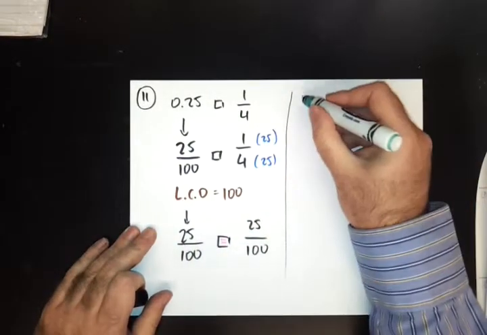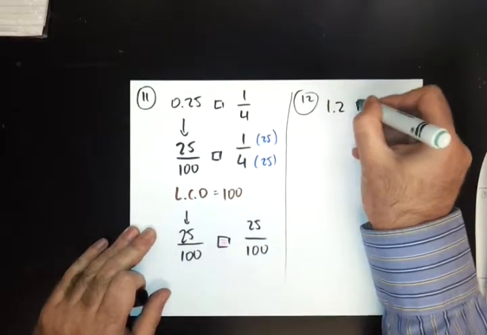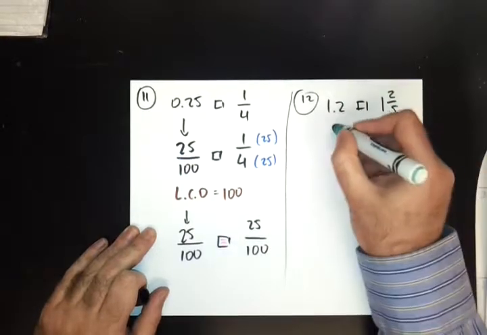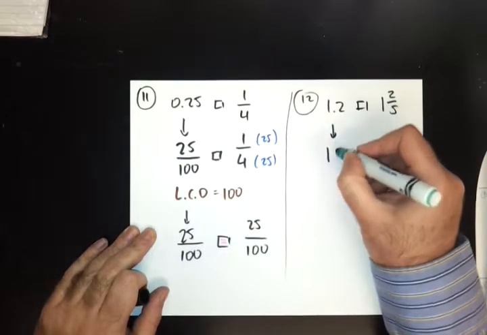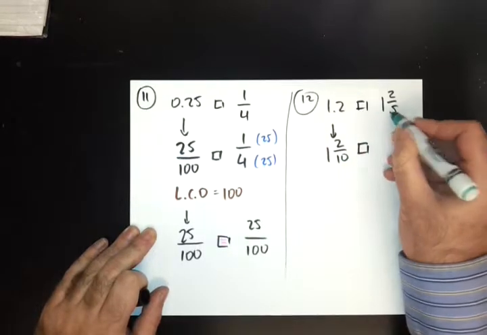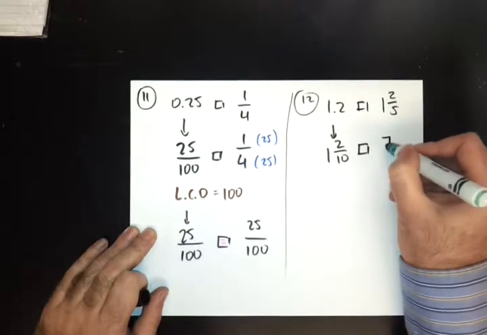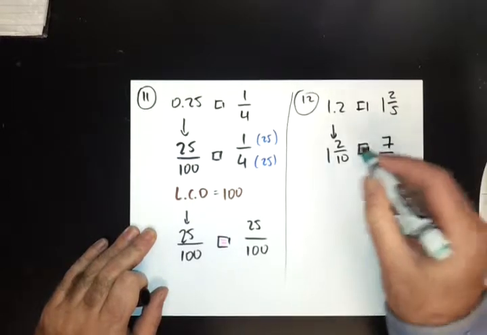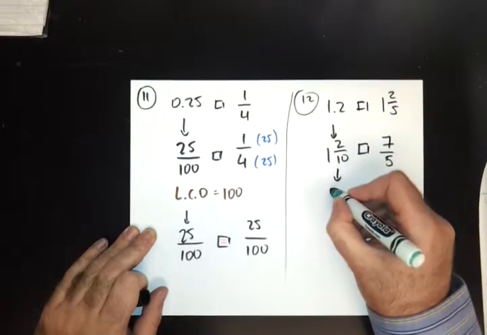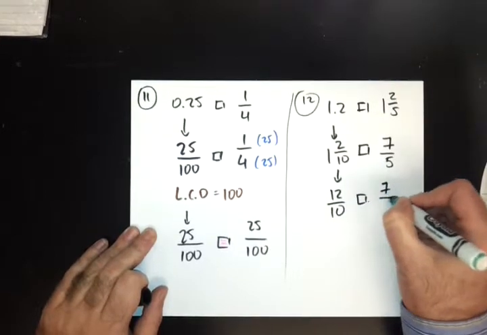Number 12, which gives us our halfway point, is 1.2 in comparison with 1 and 2/5. 1.2 is the same as 1 and 2/10. 1 times 5 is 5. 5 plus 2 is 7, so this is 7 over 5. Again, I'm going to convert this into an improper fraction. 1 times 10 is 10, plus 2 is 12 over 10, and 7 over 5.